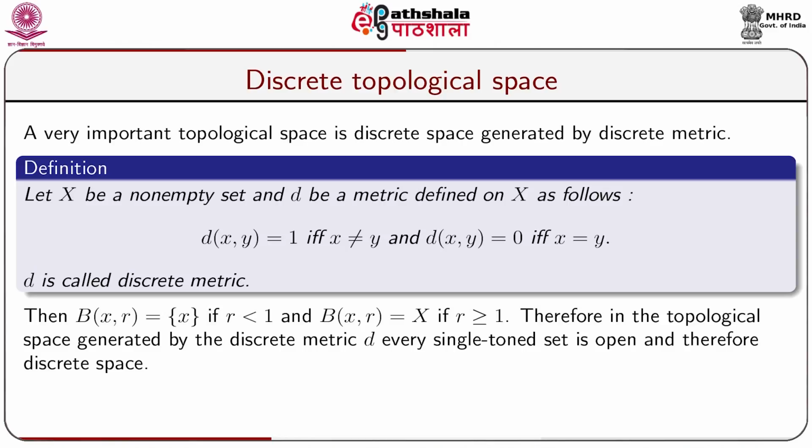For example, if we consider Z, the set of all integers, equipped with the discrete topology, and if we take the subspace topology of R on Z, we get the discrete topology.